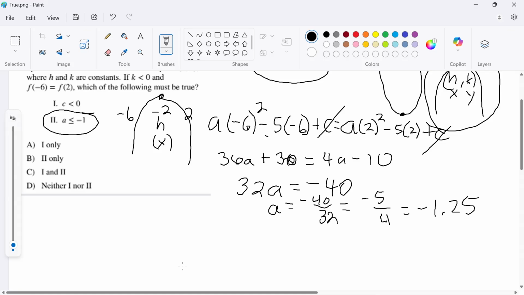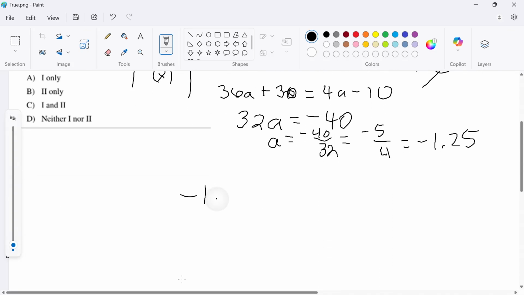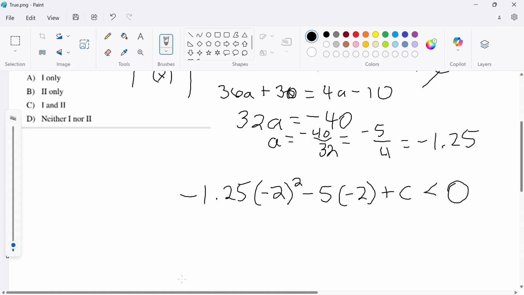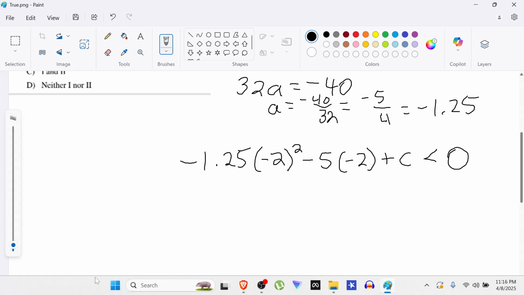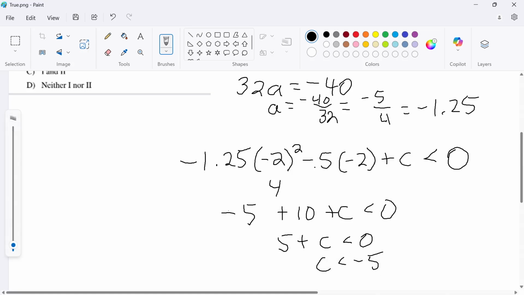So I have the x value of the vertex and I have a, so I can plug those into the equation to find c. Negative 1.25 times negative 2 squared minus 5 times negative 2 plus c. And remember, that vertex has to be less than 0. So negative 2 squared is 4. 4 times negative 1.25. Do that in a calculator, that's negative 5. Minus 5 times negative 2 is plus 10. Plus c is less than 0. That's 5 plus c is less than 0. C, I'll subtract 5 from both sides, is less than negative 5.